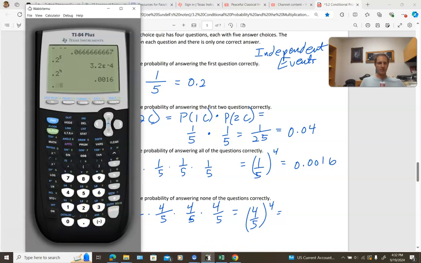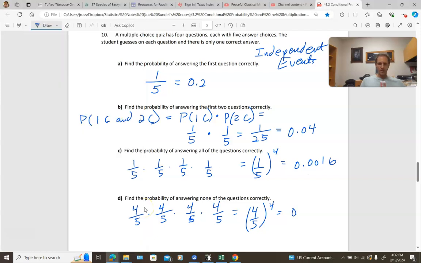4/5 is the same as 0.8. If I raise that to the 4th power, we're going to get 0.4096. Okay. Now this is kind of interesting because obviously this probability is a lot higher than the previous probability. But it would take some skill, I guess, for lack of a better way of saying it, if you're guessing, to actually answer every single one incorrectly. Okay? If you're just guessing, it seems like you're fairly likely to get at least 1 correct.